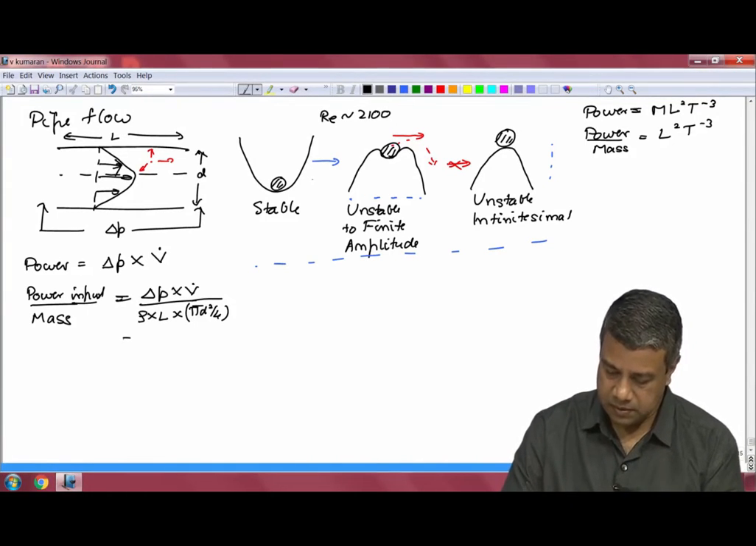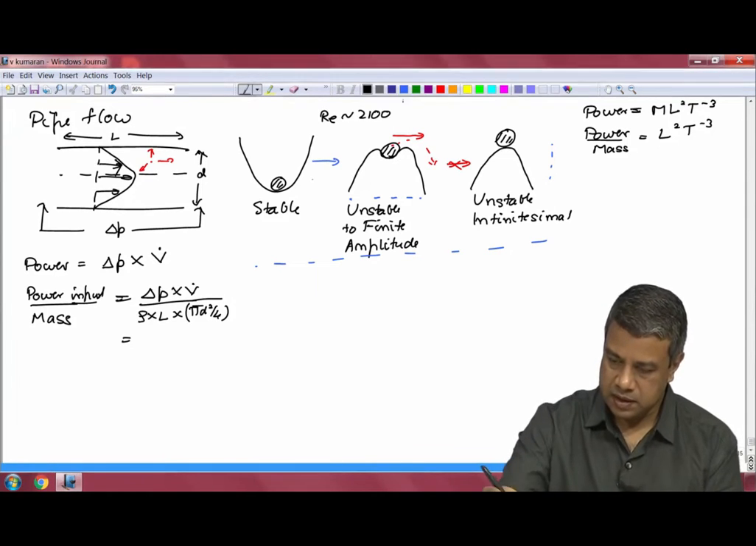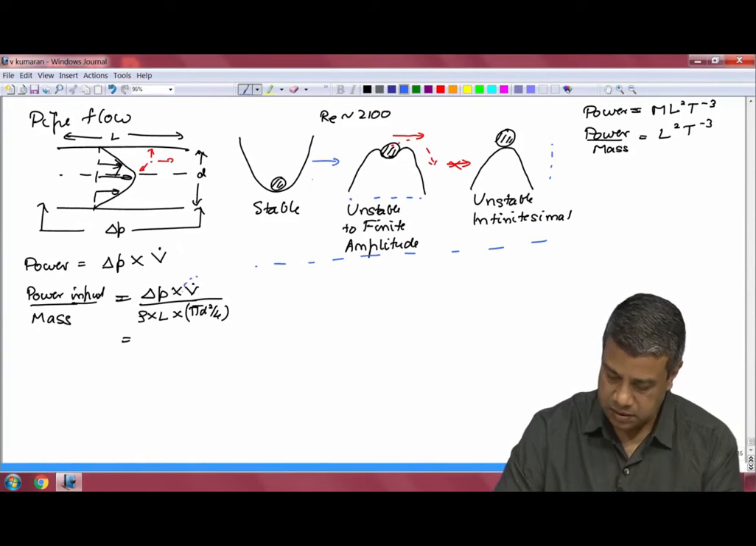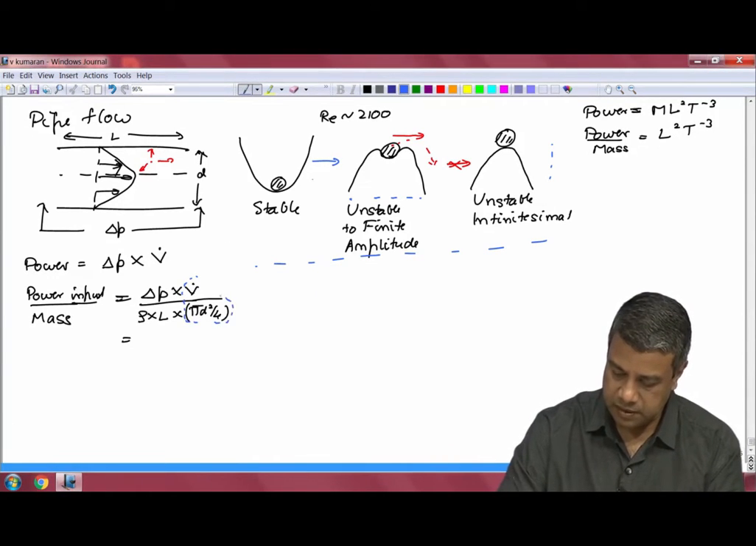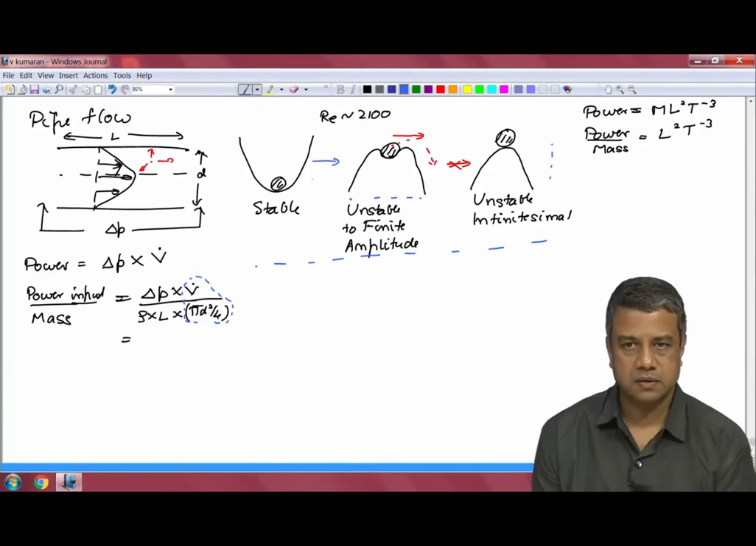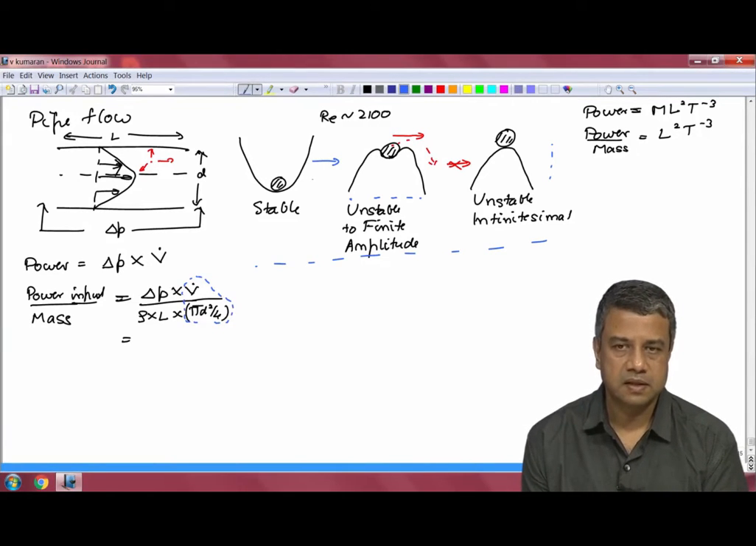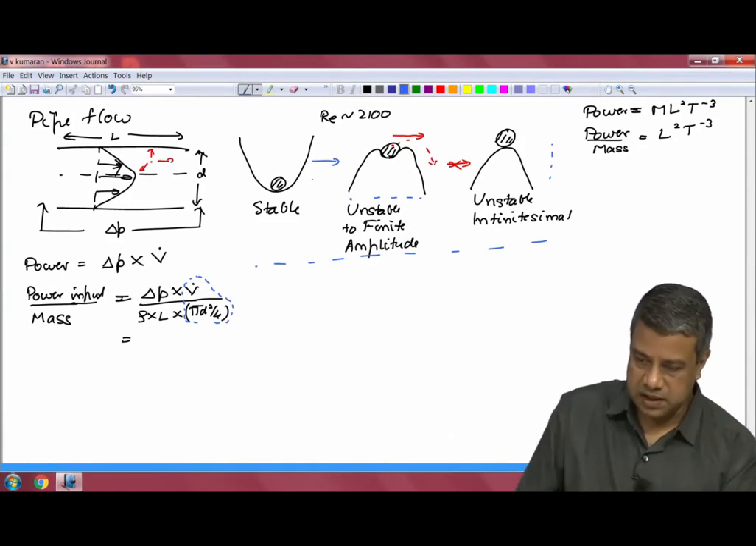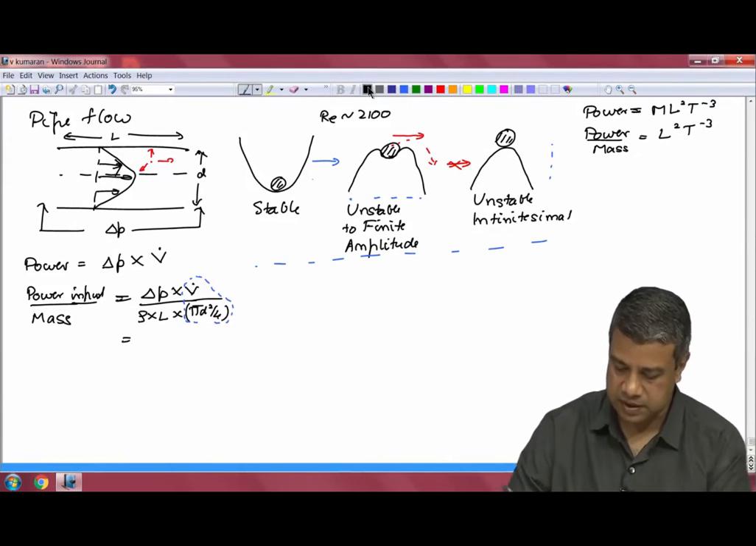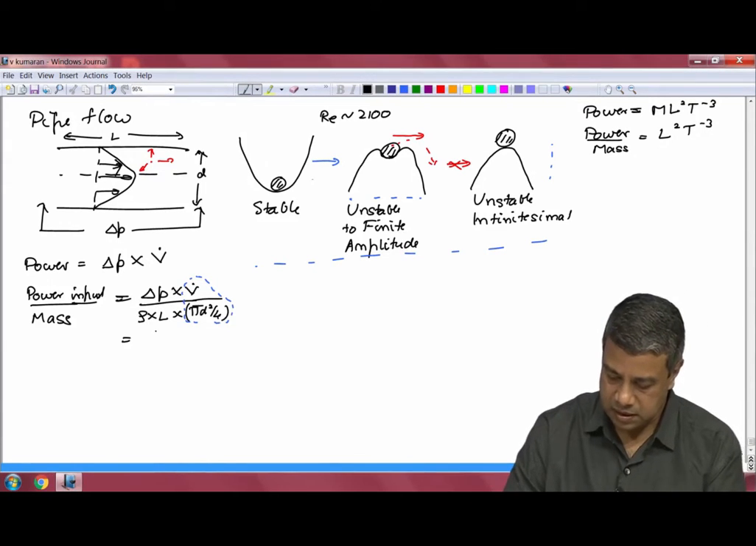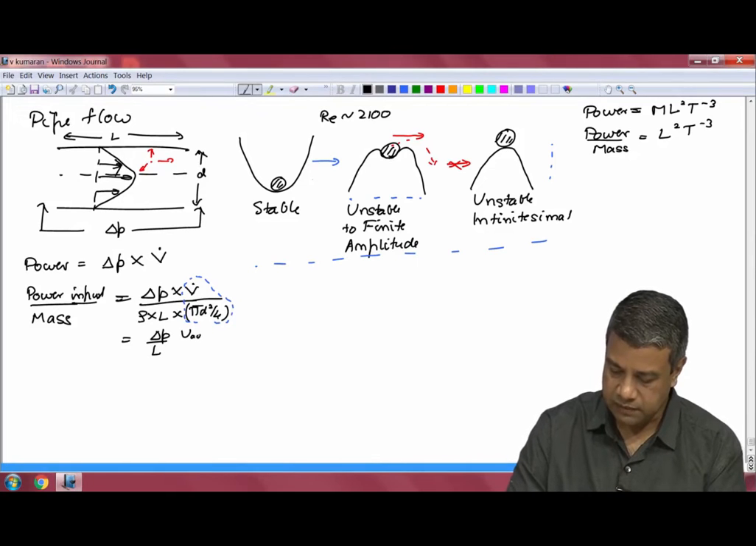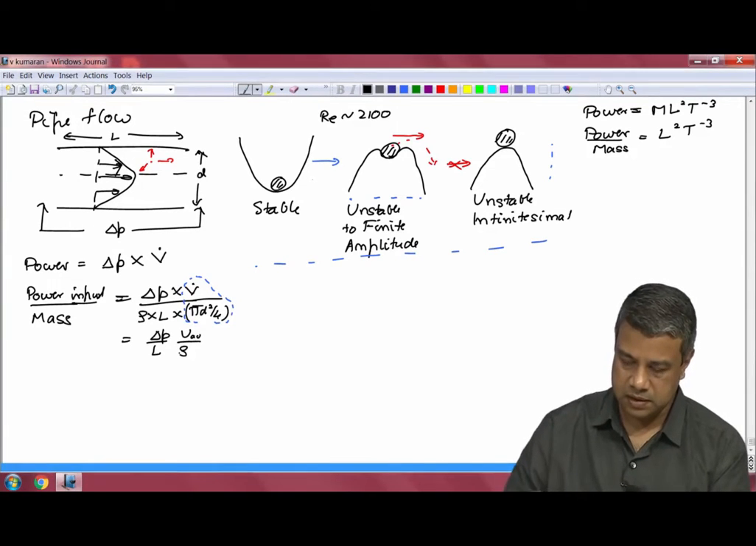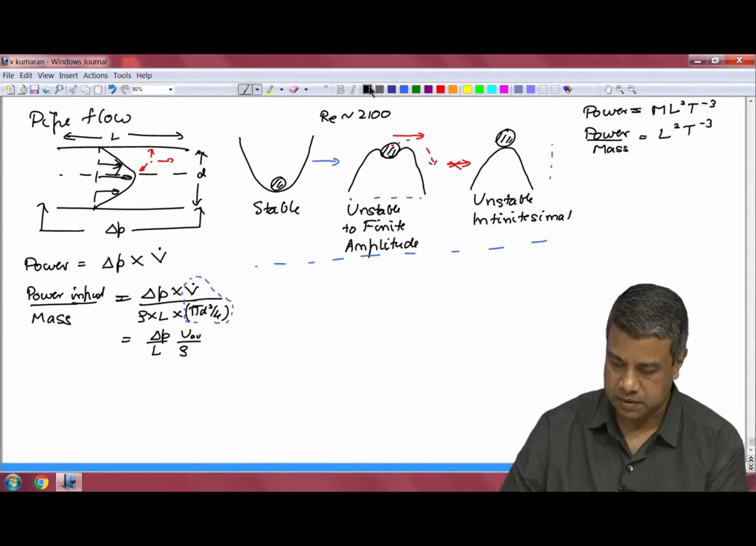So, this is going to be equal to, note that this ratio, the volumetric flow rate divided by the cross sectional area, is just the average velocity. So, I will get delta P by L into V average by rho. So, that is the power input per unit mass.